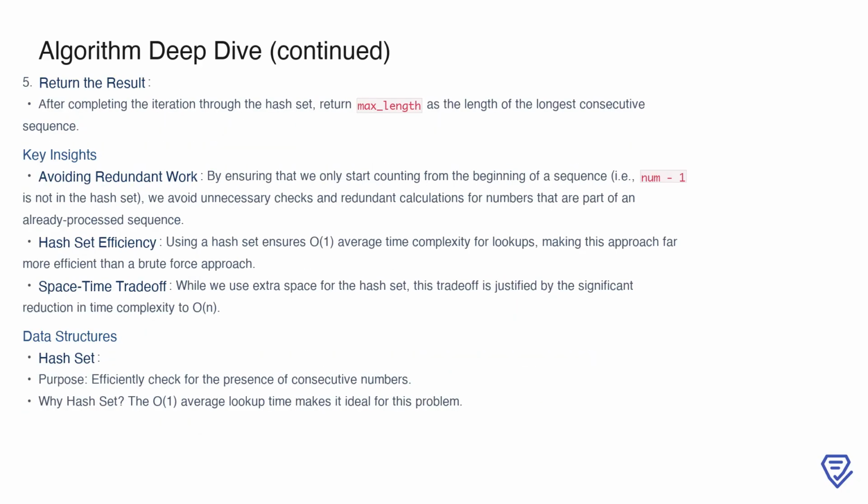After iterating through the hash set and identifying all sequences, we return the value of the max_length variable, which holds the length of the longest consecutive sequence. This approach avoids redundant work by only starting sequences from their smallest number, skipping over numbers that are already part of a previously processed sequence. The use of a hash set ensures efficient lookups, making this algorithm far more optimal than a brute force approach. While the hash set requires additional space, the significant reduction in time complexity to O(n) justifies this trade-off. Thus, this method balances space and time efficiency effectively.